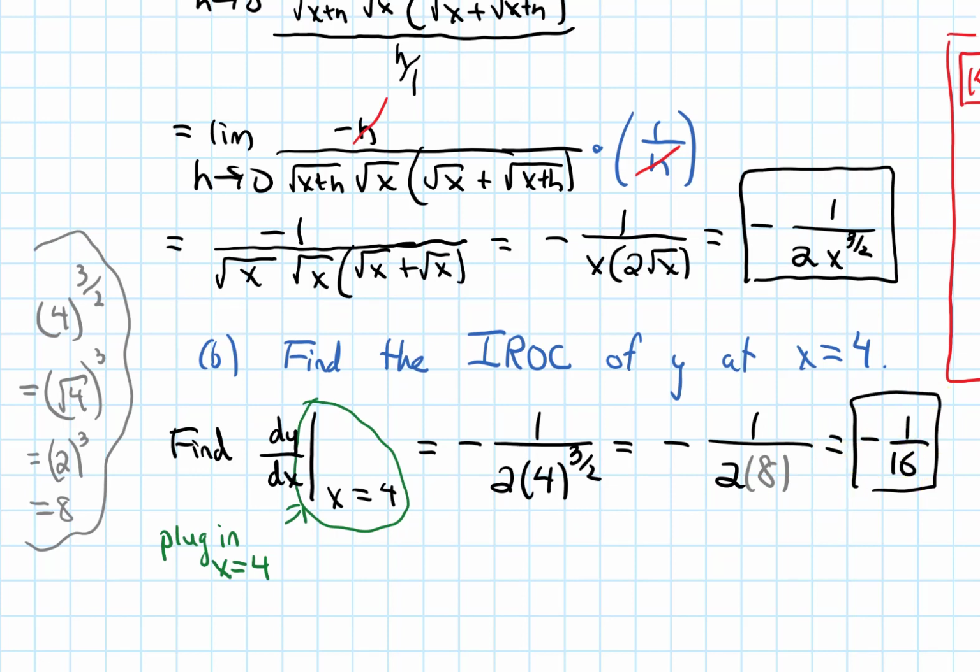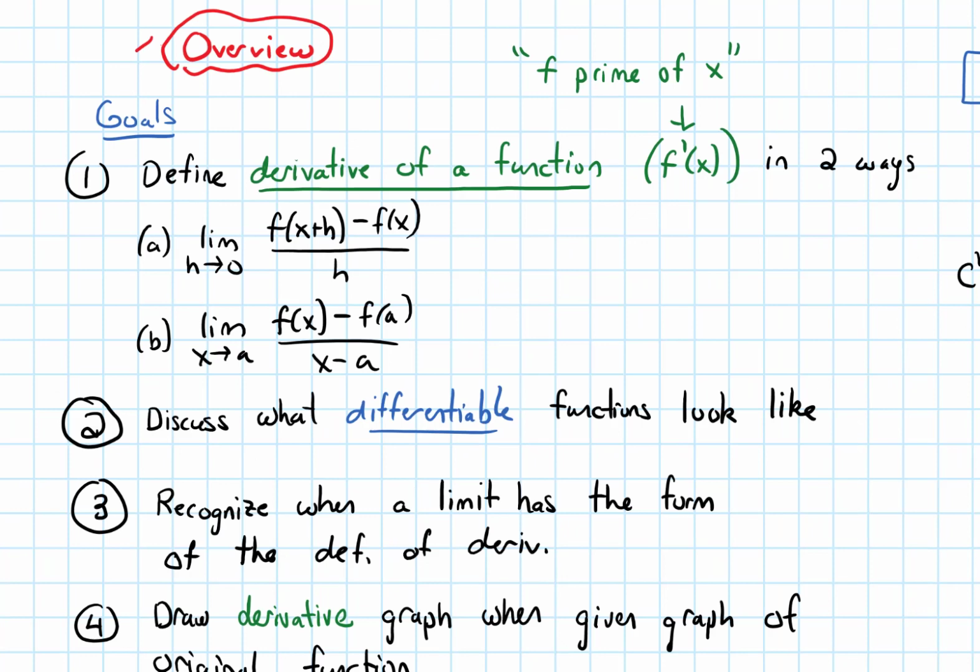And that's our answer. So we have finished learning about the first form for the definition of the derivative. In the next video, we'll talk about this other form that involves a limit as x approaches a.